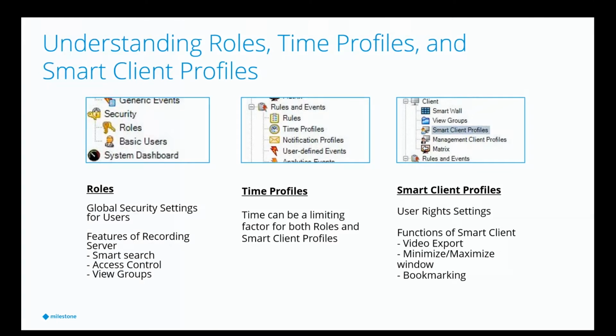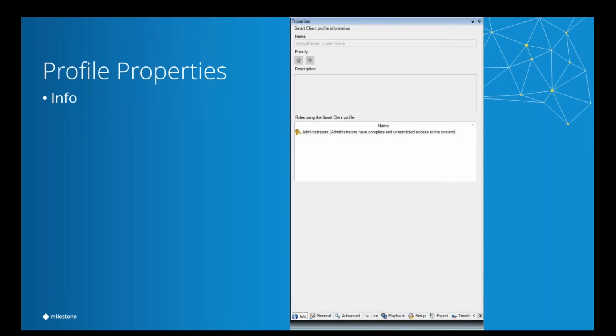What we'll do now is we'll have Justin go through some of these properties and talk about them. Yep. So on the info tab, the first tab on profile properties, you get to see which roles are actually using this specific smart client profile. In this case, this profile is just being used by the administrator's role. It is important to note that you could have multiple roles associated to a smart client profile.